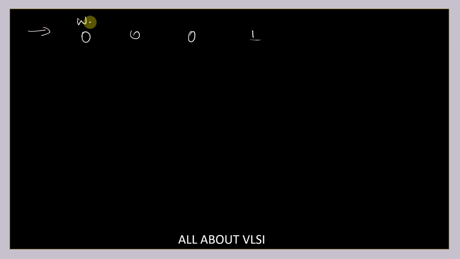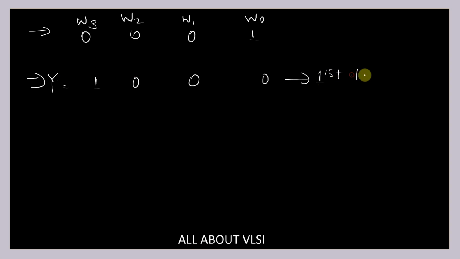This is my number, 0001, with W3, W2, W1, W0. If I perform the shifting once, Y is equal to 1000. This is for the first time. Now, if I perform it a second time, what will be my Y value? Let me write it down over here. This is my W0, this is my W3, this is my W2, and this is my W1. Now this W1 will be given over here.